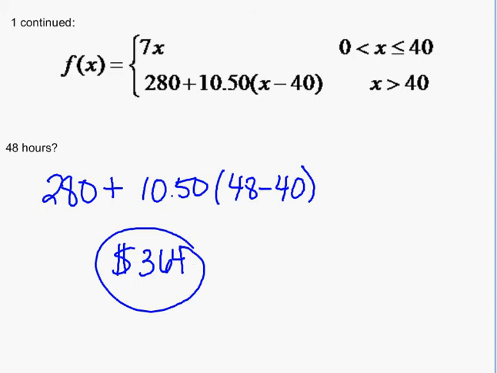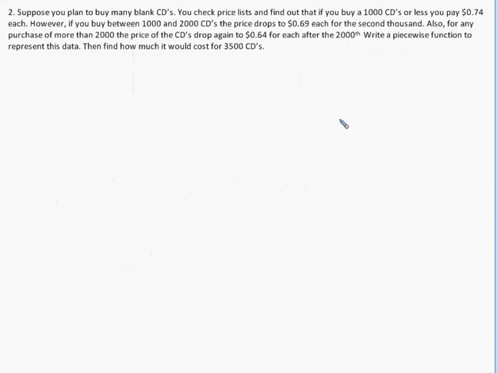Now to our next one. It says, let's say we want to buy some blank CDs. For the first 1,000 we pay 74 cents, and then between 1,000 and 2,000 the price will drop to 69 cents, and then anything over 2,000 the price will drop again to 64 cents. So I want to go ahead and write a piecewise function to represent this. So here we're going to have three different scenarios.